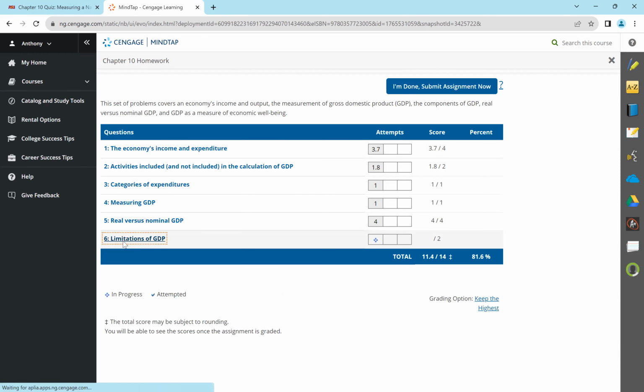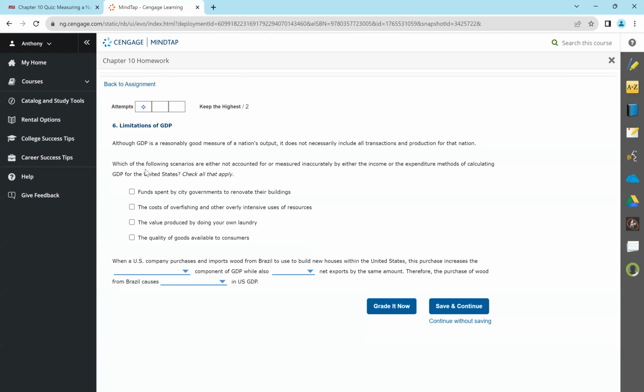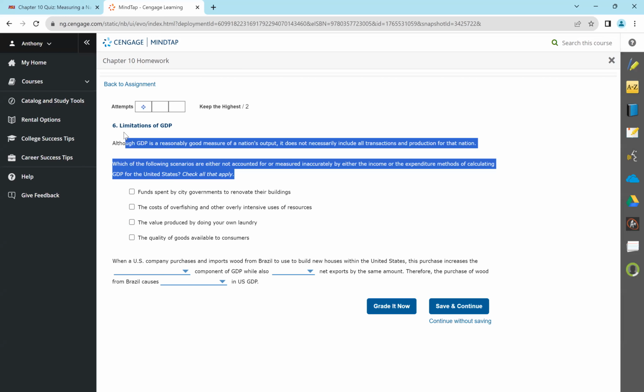We did not do the last one. Although GDP is a reasonable good measure of a nation's output, it does not necessarily include all transactions and production for that nation, sometimes called the underground economy. Which of the following scenarios are either not accounted for or measured inaccurately by either the income or the expenditures method of calculating GDP for the United States? So I don't really have any idea. I was thinking it would be more like things that are illegal, but that's not what they're going down the direction of.